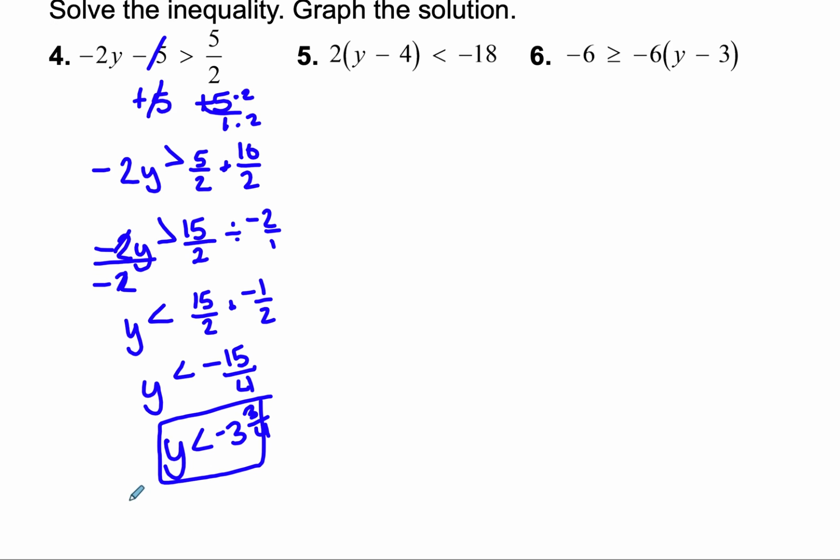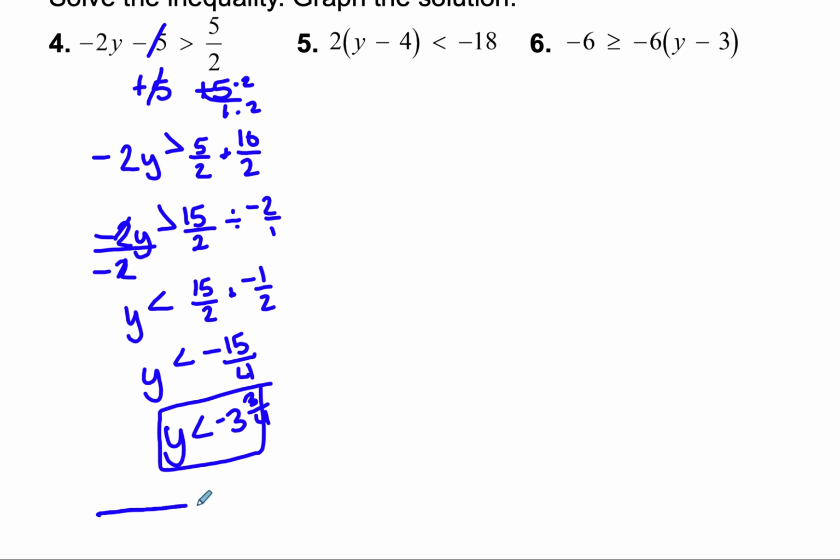It does say to graph. All right, let's see. The middle of our number line would be negative 3 and 3/4. I'm going to go by fourths. So 1/4 less would be negative 4, and 1/4 more would be negative 3 and 2/4, which would be like negative 3 and 1/2. I'm going to have an open circle here because it can't equal negative 3 and 3/4. And then I'm shading to the left because y is less than negative 3 and 3/4.